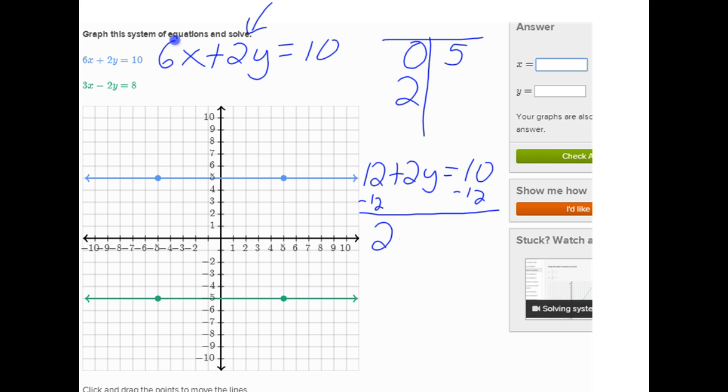so you get 2y equals 10 minus 12, which is a negative 2. Just like before when I substituted 0, the last thing we did was divide by 2. And again, the last thing I'm going to do here is divide by 2. So we get y equals a negative 1.